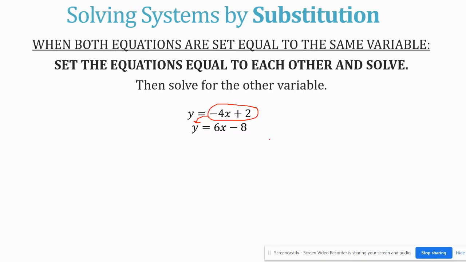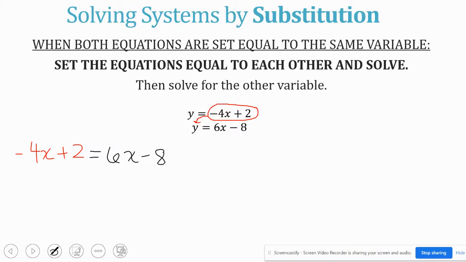We're going to be taking that first equation and substituting it in for this y. So when we do that, it's going to end up looking like this: negative 4x plus 2 is equal to 6x minus 8. So I just took this negative 4x plus 2, substituted in for this y, because they were both equal to the same thing. And then from there, we solve this.